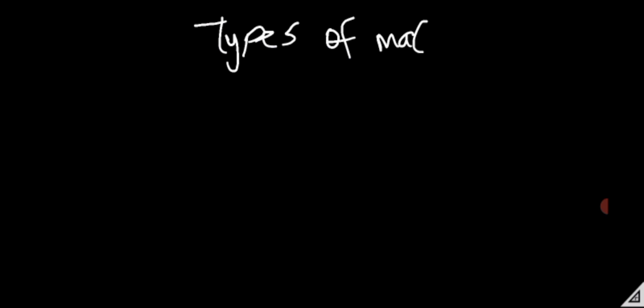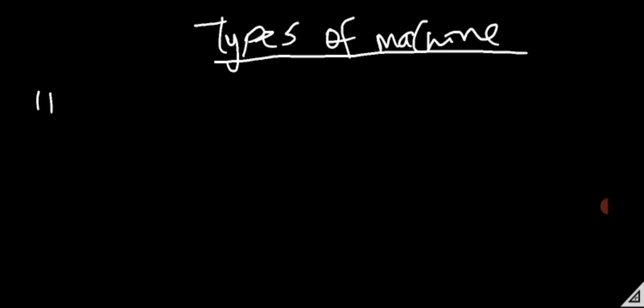In the last class we talked about machines and we dropped some formulas, and in this class we are going to be continuing from where we stopped. So what we are going to be explaining now is types of machines. The first type I would like to drop here is called the lever. Number one, lever.